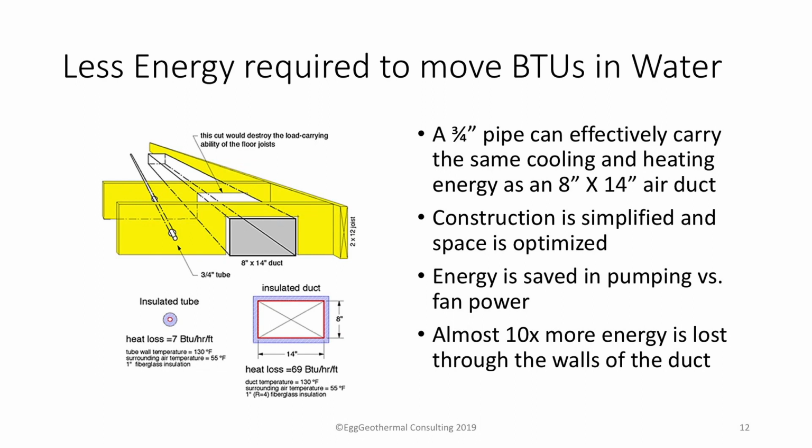There are 2 fundamental ways to move energy through a building. There are really more than this, but this is what I'm going to talk about here. A forced air duct system or a hydronic pipe, or a pipe filled with water. In a forced air duct system, this 8x14 duct moves as much energy as a 3/4 inch pipe. Hydronics are a more efficient way, not only for that reason, but because of the fact that in that pipe you lose 7 BTUs per foot per hour. In that duct, you lose 10 times that amount.